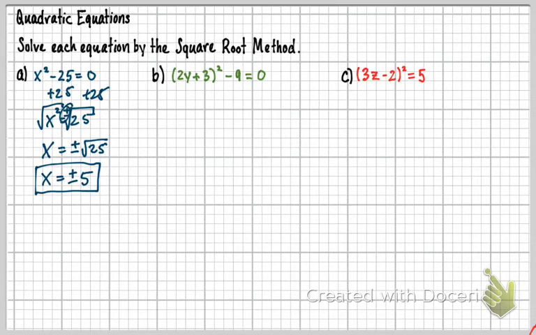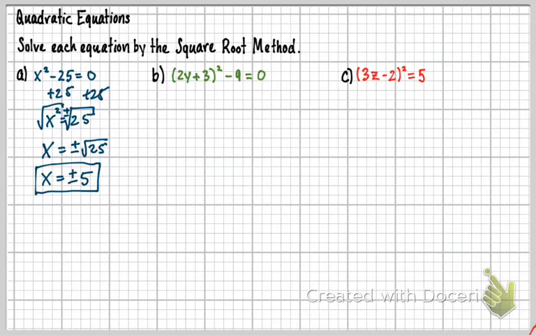Now the reason why that is, if you didn't know, think about this. If I plug a negative 5 in for that x, a negative 5 times a negative 5 is a positive 25, isn't it? That's why that works. And the other reason is if I do positive 5 times positive 5, that's also going to give me 25. So squaring always gives me the same number. That's why I get the plus or minus when I square root. Okay, next one.